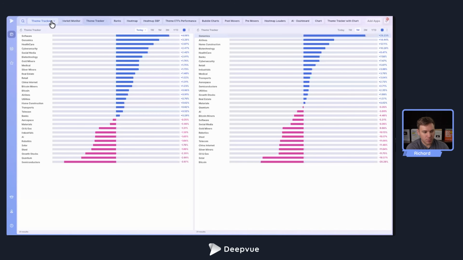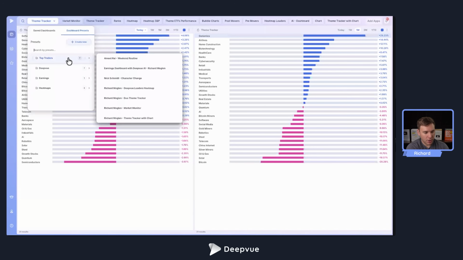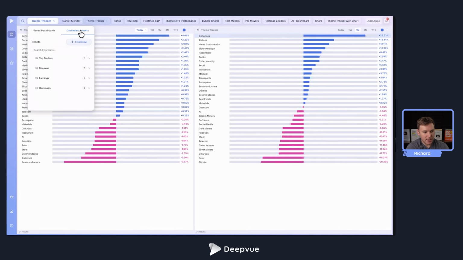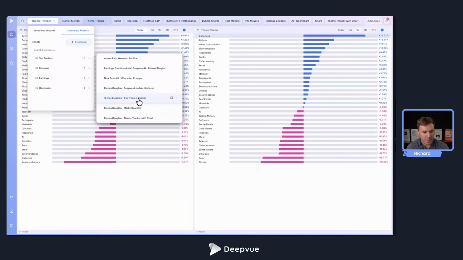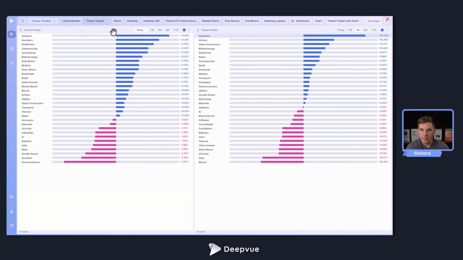And this is another preset, by the way, called Duo Theme Tracker. So right here, Duo Theme Tracker. So go to the dropdown, dashboard presets, top traders, and then Richard Moglen Duo Theme Tracker. Make sense? Cool. All right.